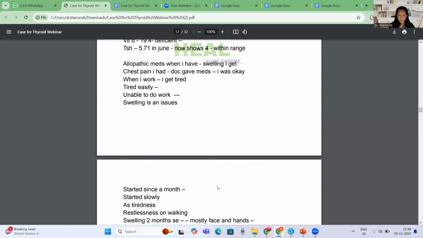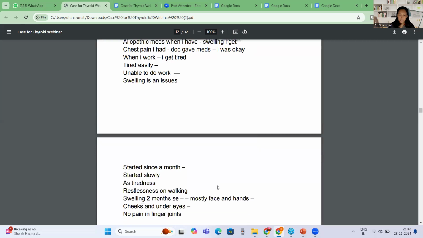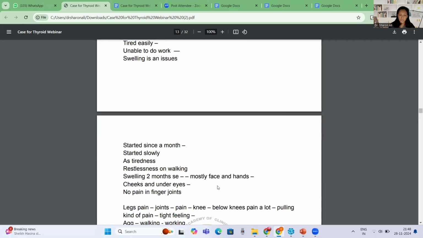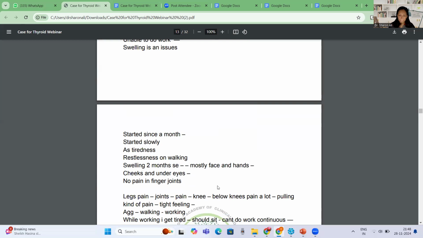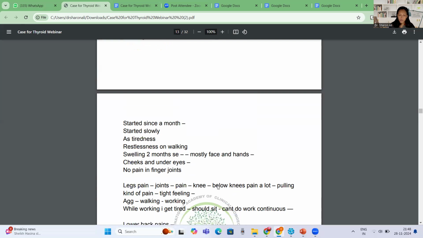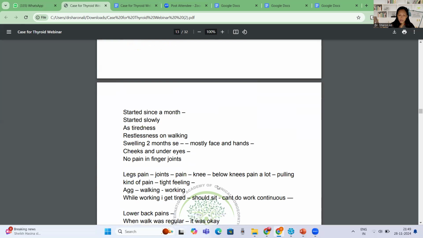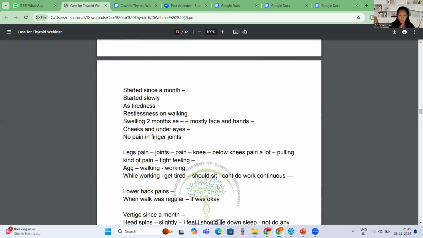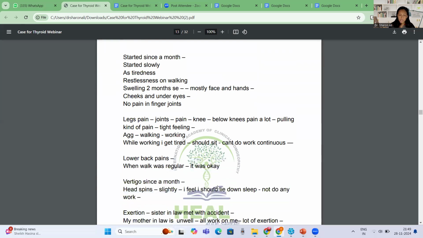Started since a month, started slowly, tiredness, restlessness on waking, swelling since 2 months, mostly on face and hands, cheek and under the eyes, no pain in the finger joints. Below knee, lots of pain, pulling kind of pain, tight feeling. Worse on walking and working. While working, I get tired. I should sit. I can't do continuous work. Lower back pain. Vertigo since a month. Head spins.